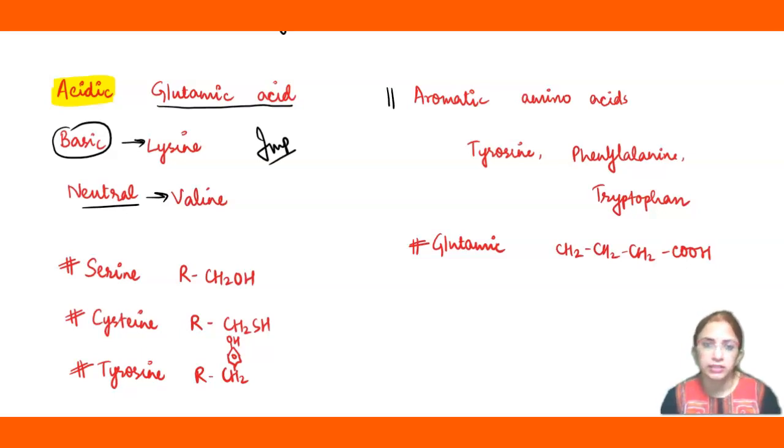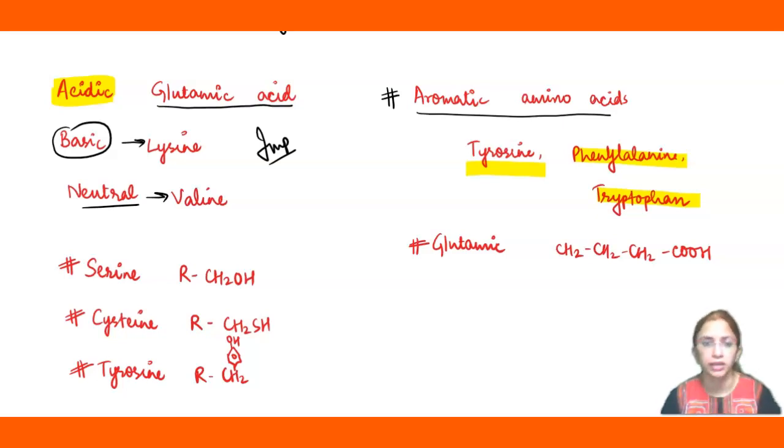Other than this, aromatic amino acids which contain benzene ring in them are also important to be learned. And in most of the MCQs it is being asked, they will give you 4 options and they will ask which among these is aromatic in nature. So you need to learn tyrosine, phenylalanine and tryptophan. All these 3 amino acids, they contain aromatic ring in their side chain.